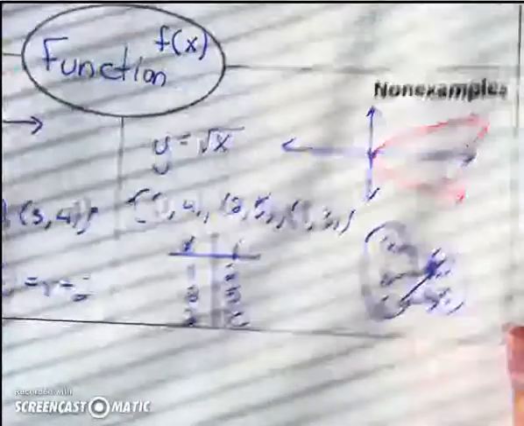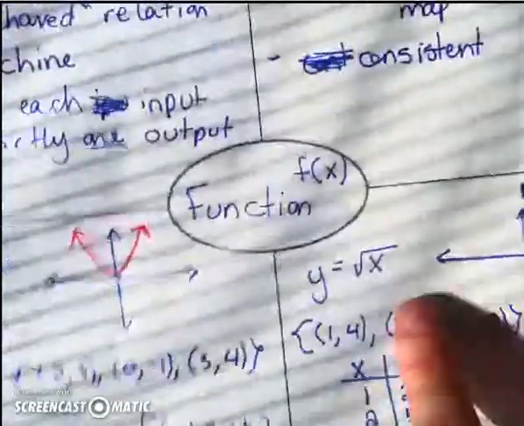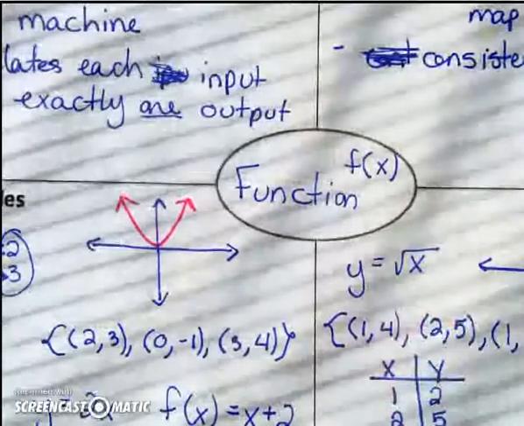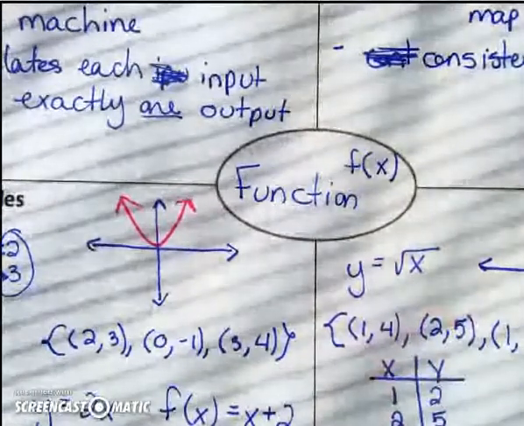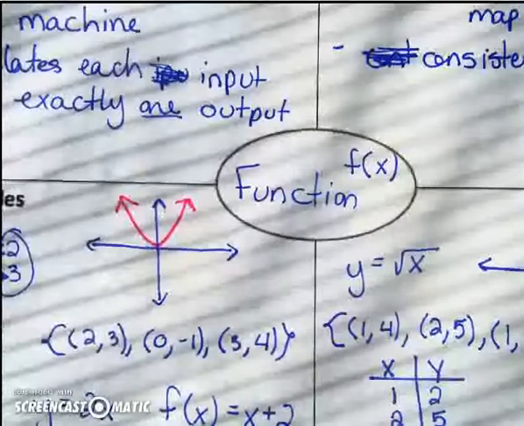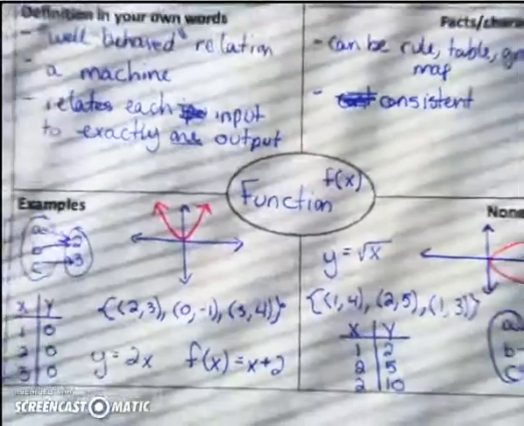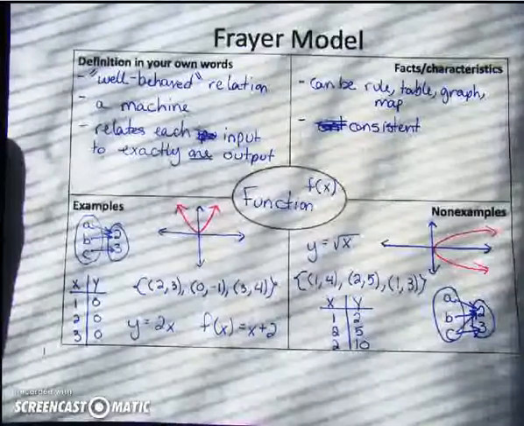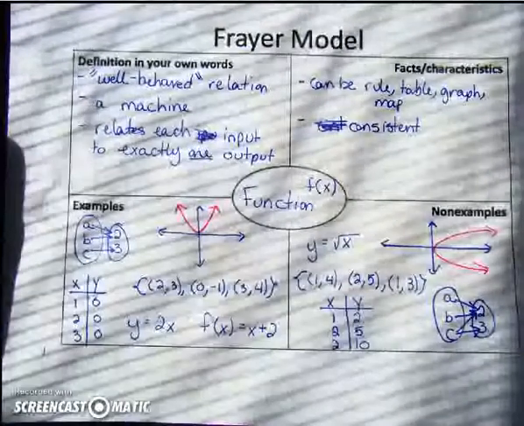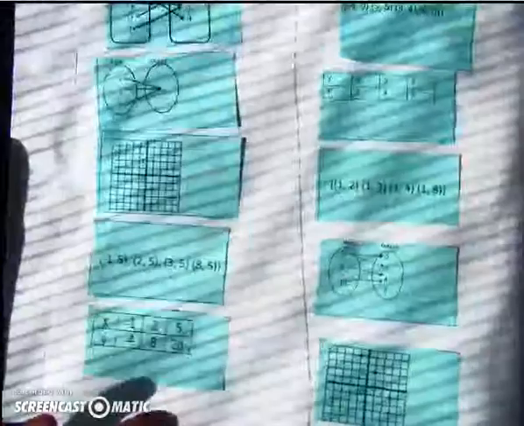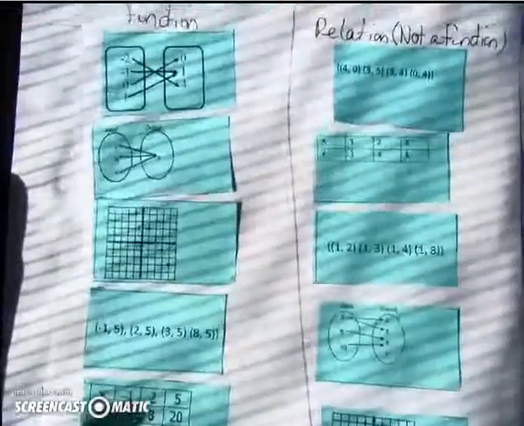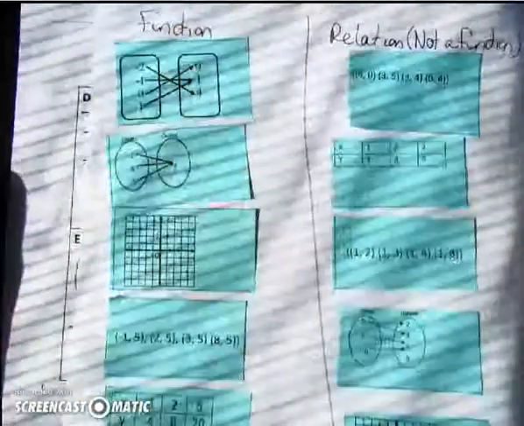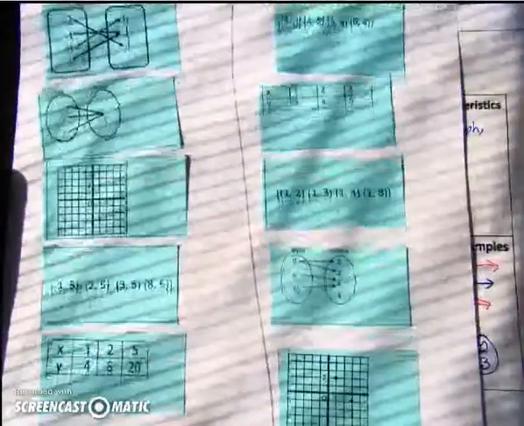Okay, the other thing you want to do is there is a printout of about 10 functions that you want to sort into function and relation. So I just basically made myself a table. On the left it said function, on the other side relation, or not a function. And I sorted them, and once I did, I glued them on this piece of paper. And here's basically your key. So everything on the left here is a function, and everything on the right here is a relation.